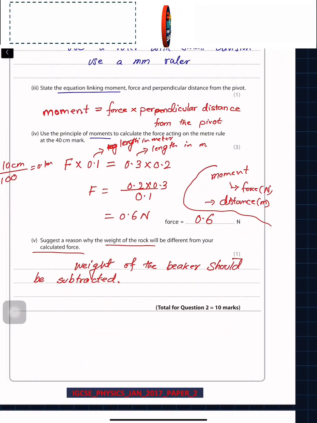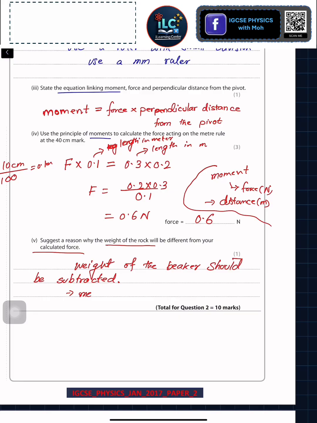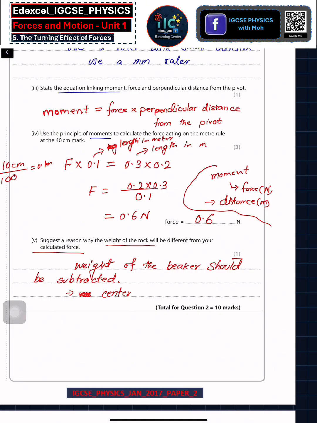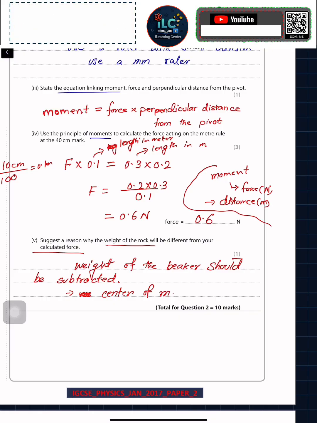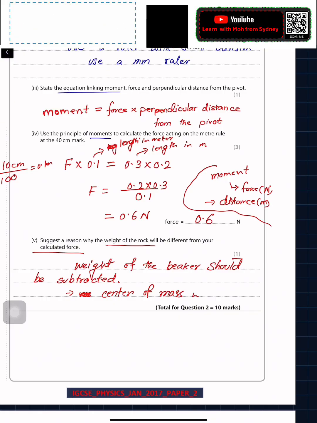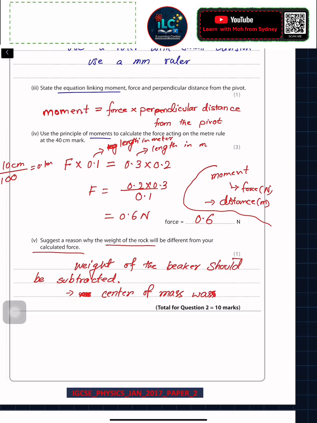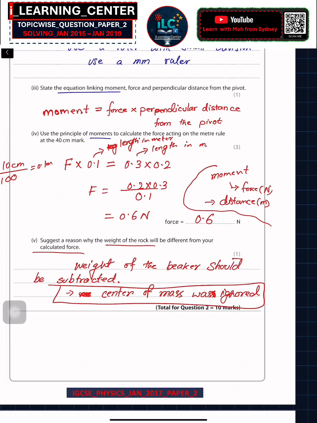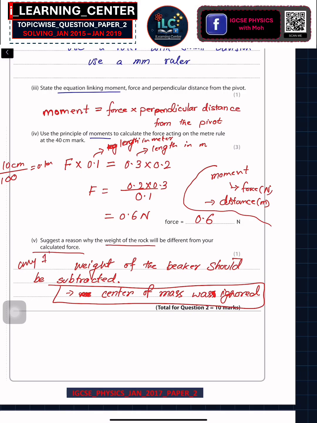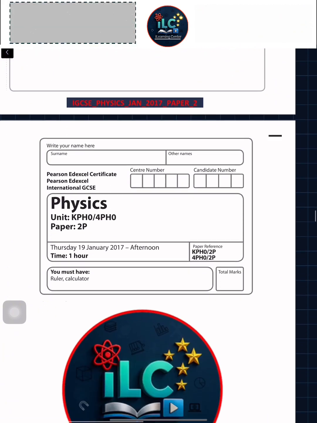Another important thing was center of gravity as well. The center of gravity of the ruler we didn't consider. We just thought that okay, this is uniform. Center of mass was ignored. But I think it's better to talk about the relevance of this. And again, any one. You don't need to write both of them. I'm just discussing, so I'll discuss both.